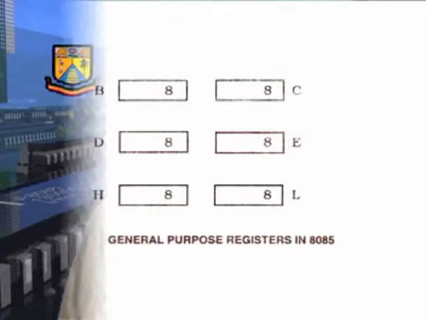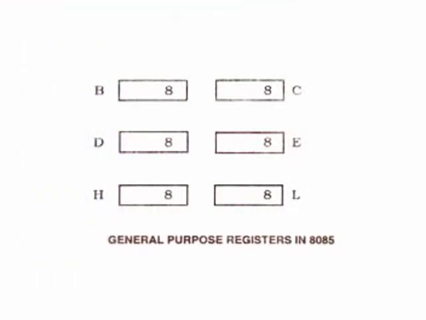These registers are used for the temporary storage of data. In other words, you can call these registers scratch pads. These registers have the names B, C, D, E, H and L. And in this figure, you can also note that the C register is by the side of B register, and E register is by the side of D register, and L register is by the side of H register.